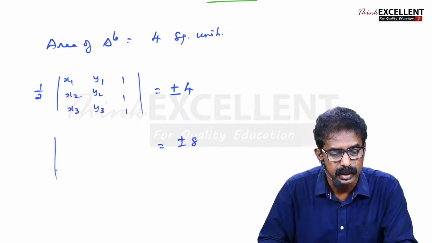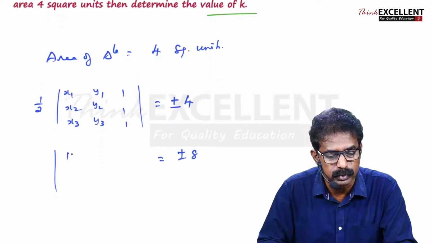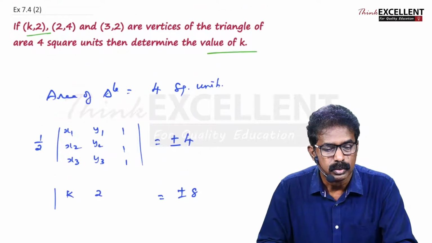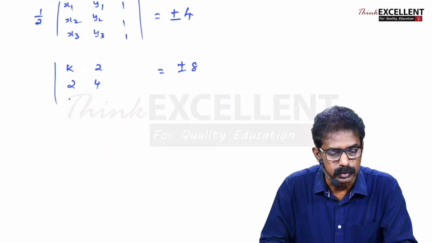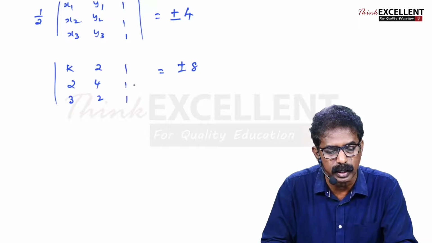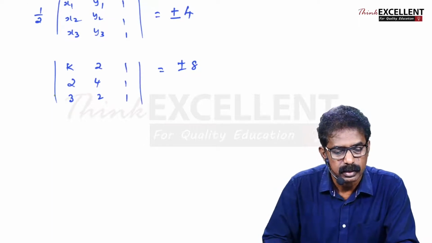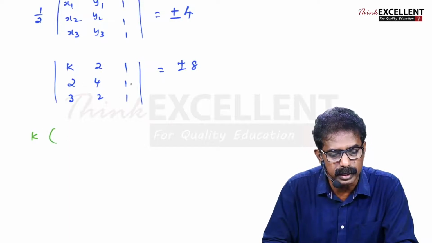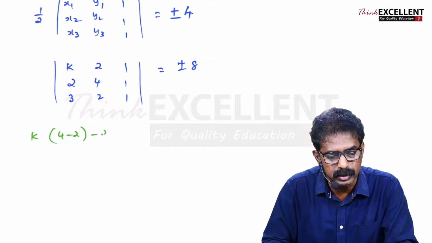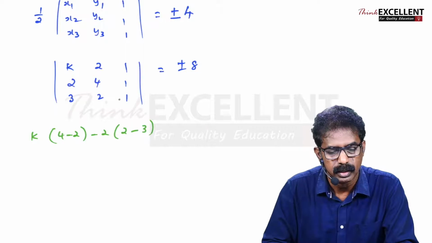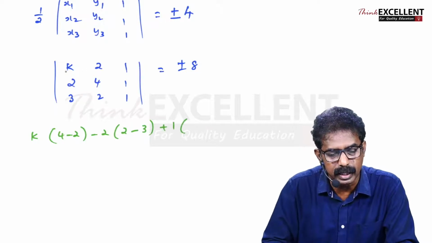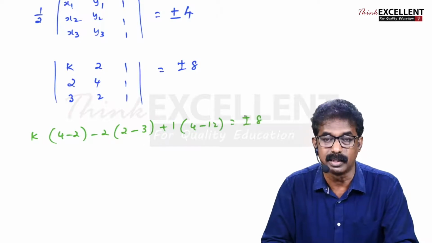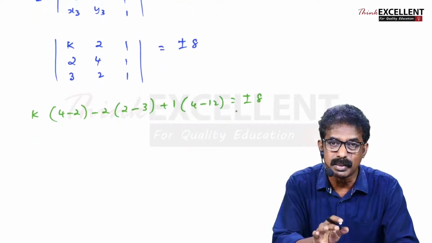At the same time, substitute the values: k, 2, 4, 3, 2. Last column 1, 1, 1. Now please listen. So expand it: k into, leave the row and column, 4 minus 2. Second number minus 2 into, leave the row and column, 2 into 1, 2 minus 3. Third one plus 1 into, leave that row and column, 2 2s are 4 minus 12, equal to plus or minus 8. If you're not taking plus or minus, you may miss one answer.